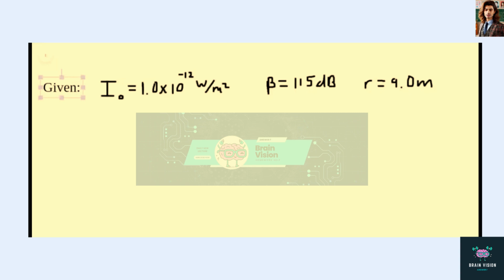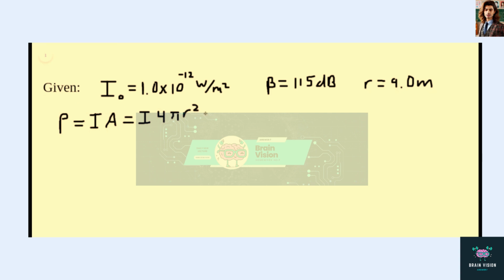Well, the first thing we can recognize is that the power which we're trying to calculate, P, is equal to the intensity times the area, okay? Well, the area is 4 pi r squared. Well, 4 and pi are obviously just constants. R, we know it's 9.0 meters, so we need to figure out the intensity.